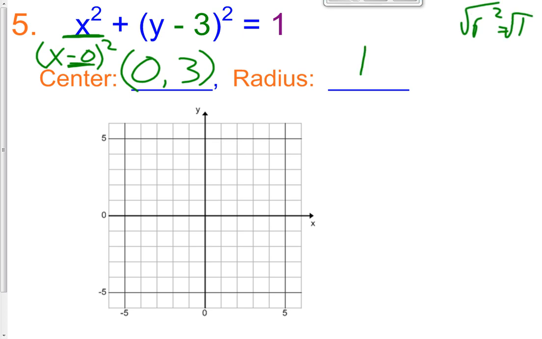So 0, 3 is the center of our circle, and then up 1, left 1, down 1, right 1 is the radius. So there we have it, there's our circle.